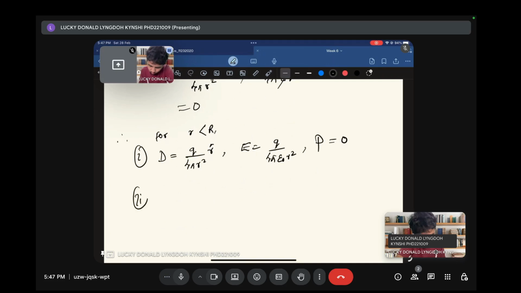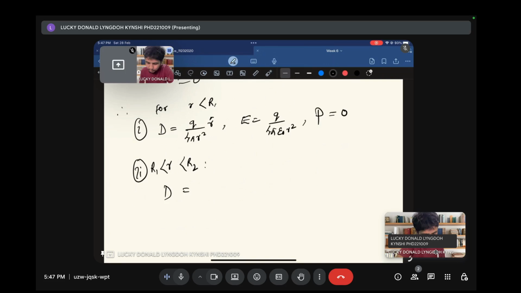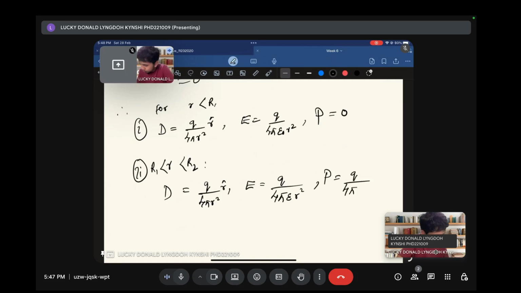In region 2, r is greater than r1 but less than r2. The displacement vector remains the same, Q divided by 4 pi r square into r cap. The electric field is equal to Q divided by 4 pi, not epsilon naught anymore, simply epsilon r square, because the permittivity is different in region 2. Because of that you also have polarization, which is equal to Q divided by 4 pi epsilon r square times (epsilon minus epsilon naught), let's say r cap.